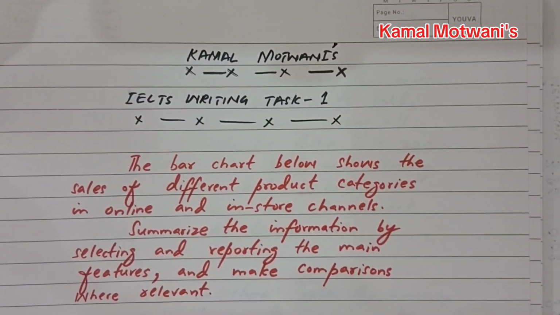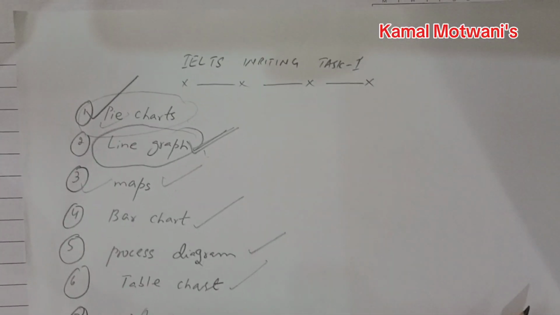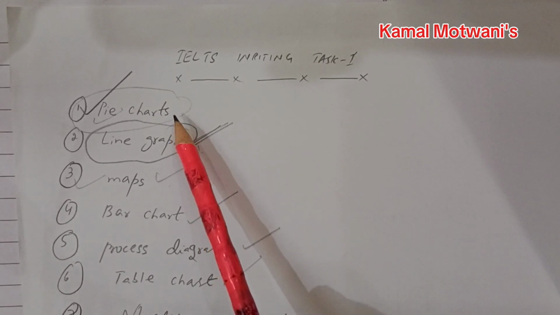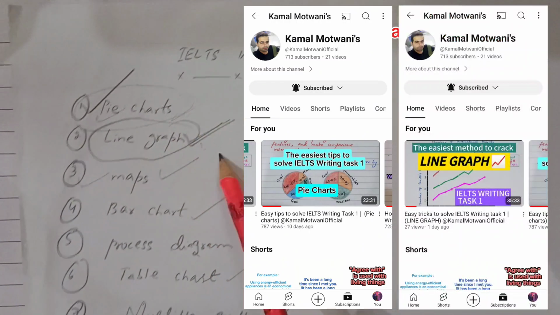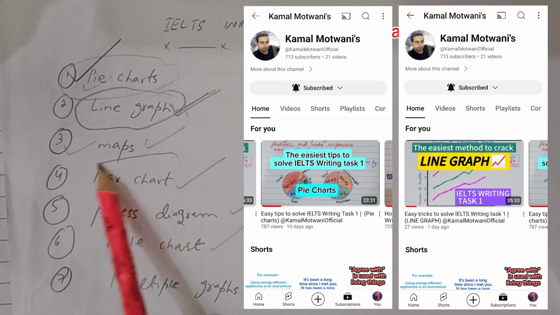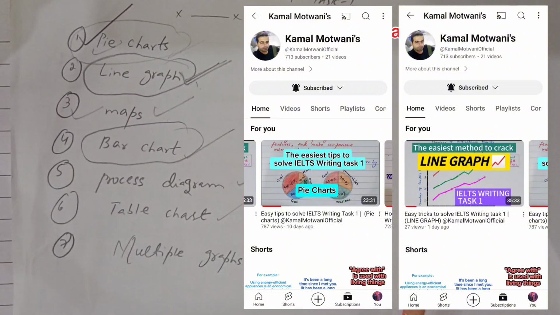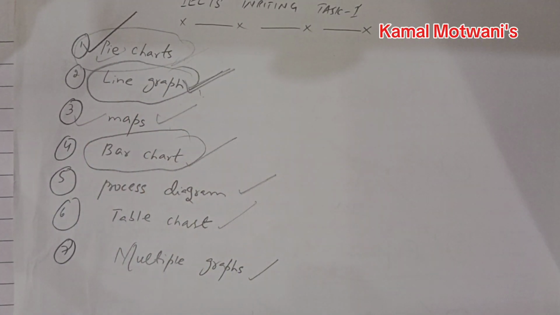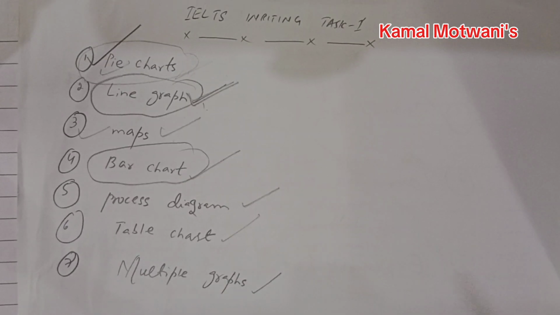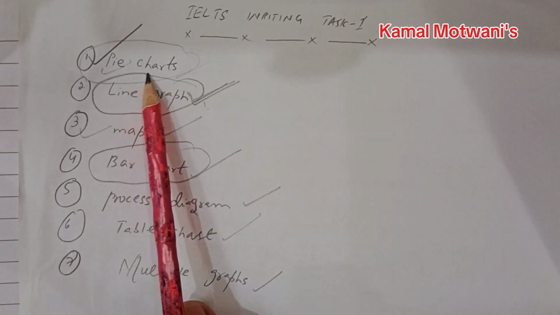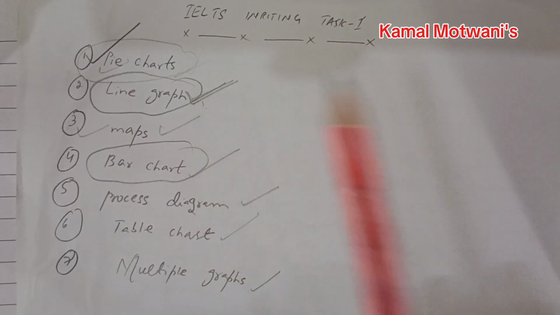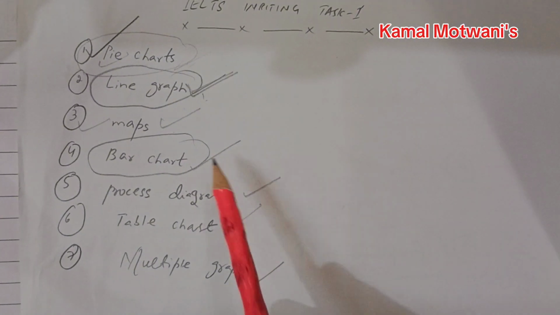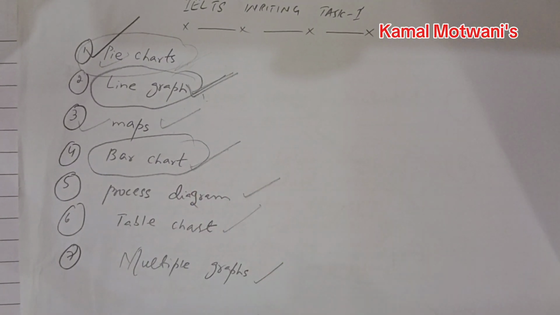Today I am here with another IELTS writing task 1. In earlier videos we solved pie charts and line graphs. Today I'll solve a bar chart for you. These are the 7 types of IELTS writing task 1 which were discussed earlier. So let's start.